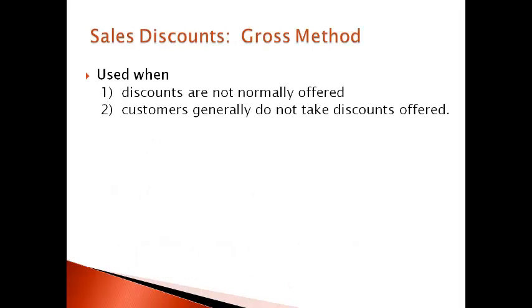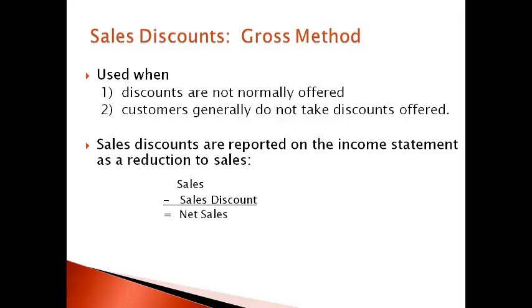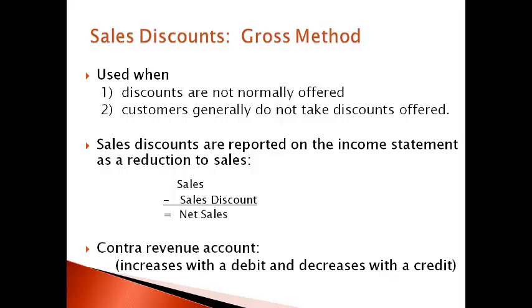The gross method of accounting for sales discounts is used when a company does not normally offer a discount or when customers generally do not take discounts offered. Sales discounts are reported on the income statement as a reduction to sales. Sales discounts is a contra revenue account that increases with a debit and decreases with a credit.